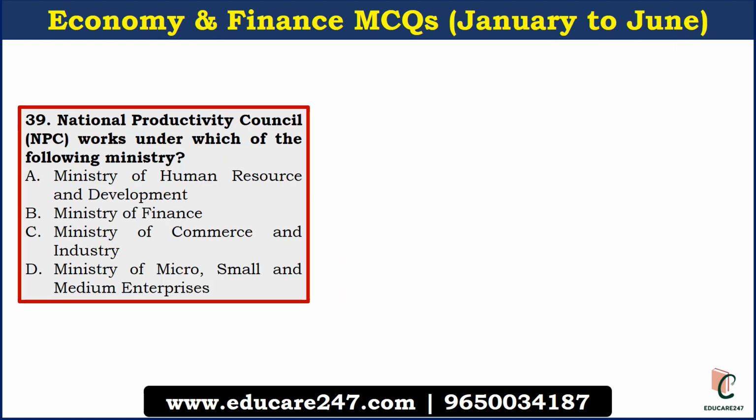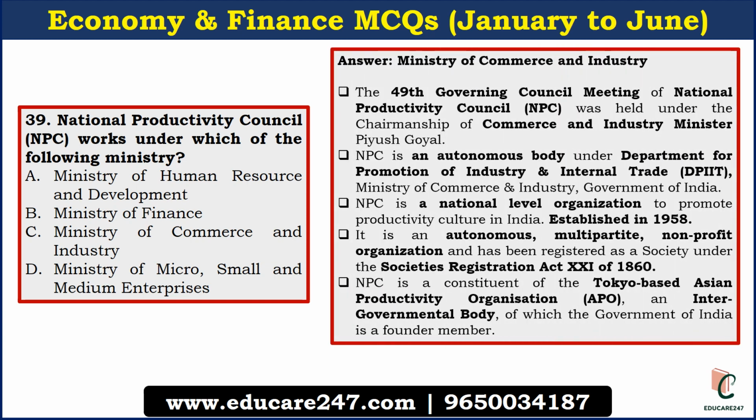The first question is, National Productivity Council works under which of the following ministries? The answer is Ministry of Commerce and Industry. Recently, the 49th Governing Council meeting of National Productivity Council was held under the chairmanship of Commerce and Industry Minister Piyush Goyal. It is an autonomous body and works under the Department of Promotion of Industry and Internal Trade, and this department works under the Ministry of Commerce and Industry.